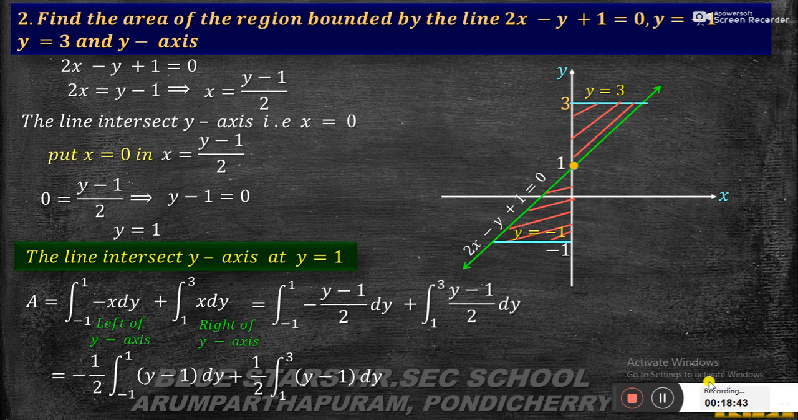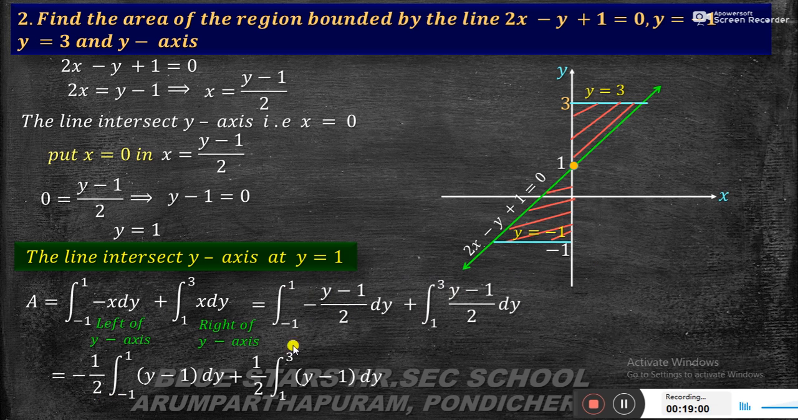So in the next step, you see here, now this is below the y-axis, this is above the y-axis. So the limit is minus 1 to plus 1 minus of y minus 1 by 2 dy, integral 1 to 3 y minus 1 by 2 dy.